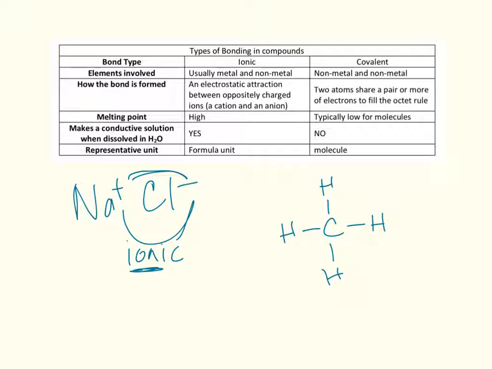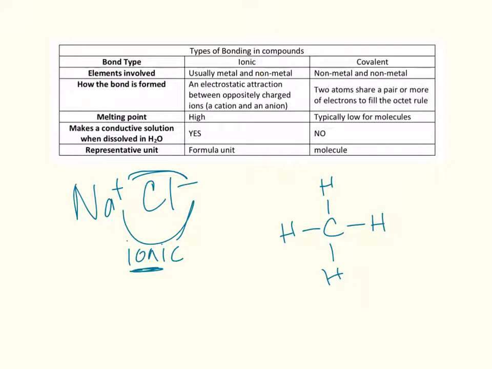The melting point for compounds that have ionic bonds is typically very high, and the melting point for covalent compounds, or compounds with covalent bonds, is usually low. Now, there are covalent networks, and those have a very, very high melting point, but we are not going to talk about those right now.